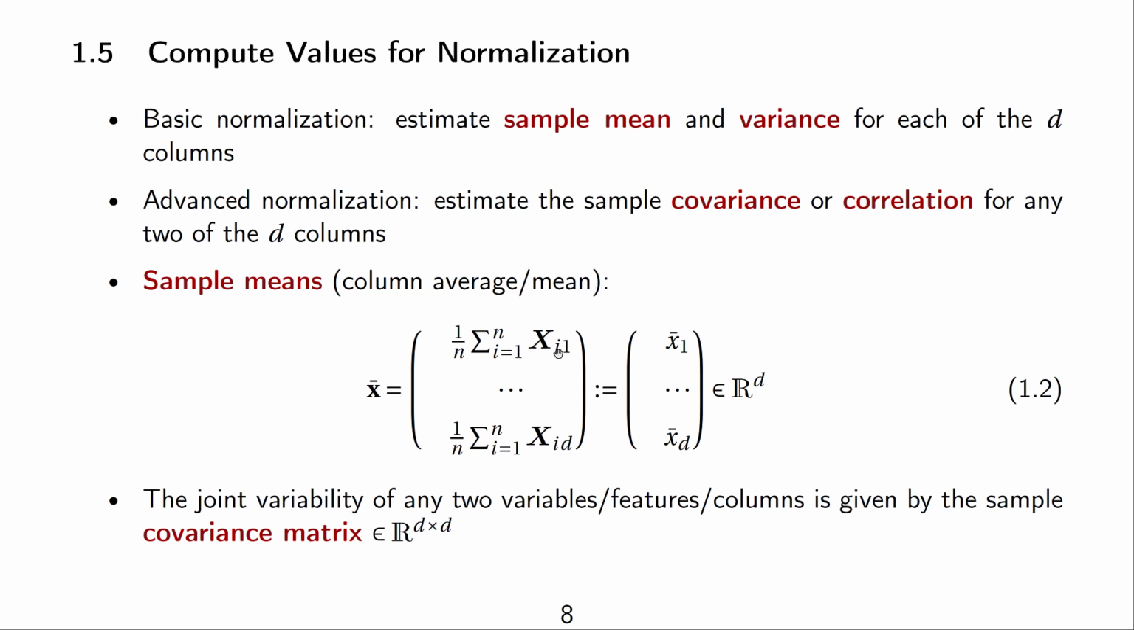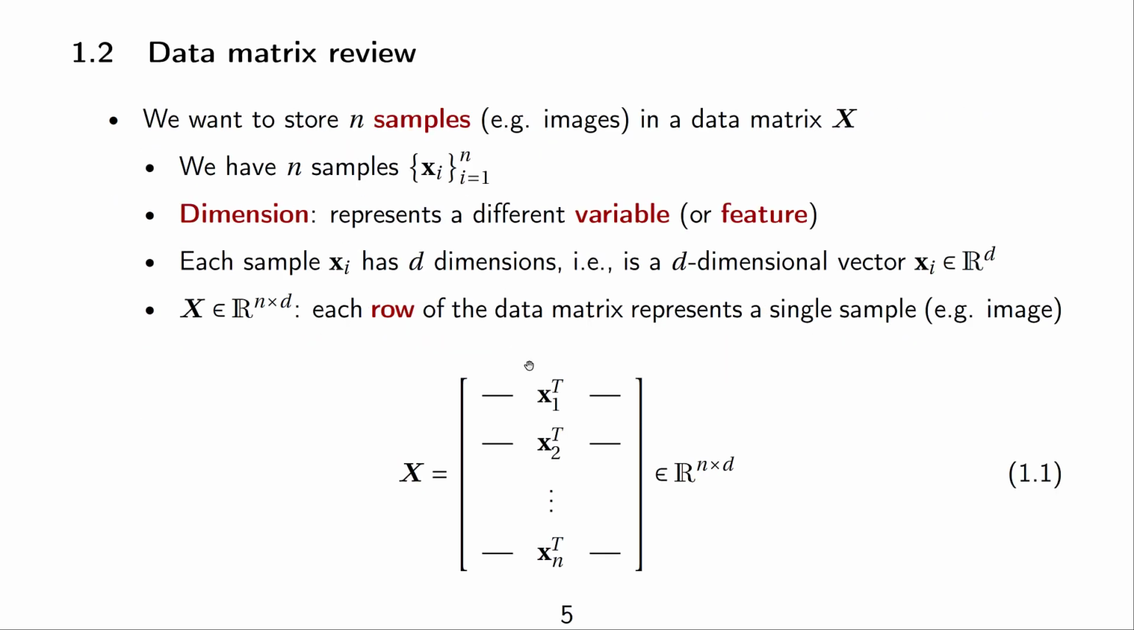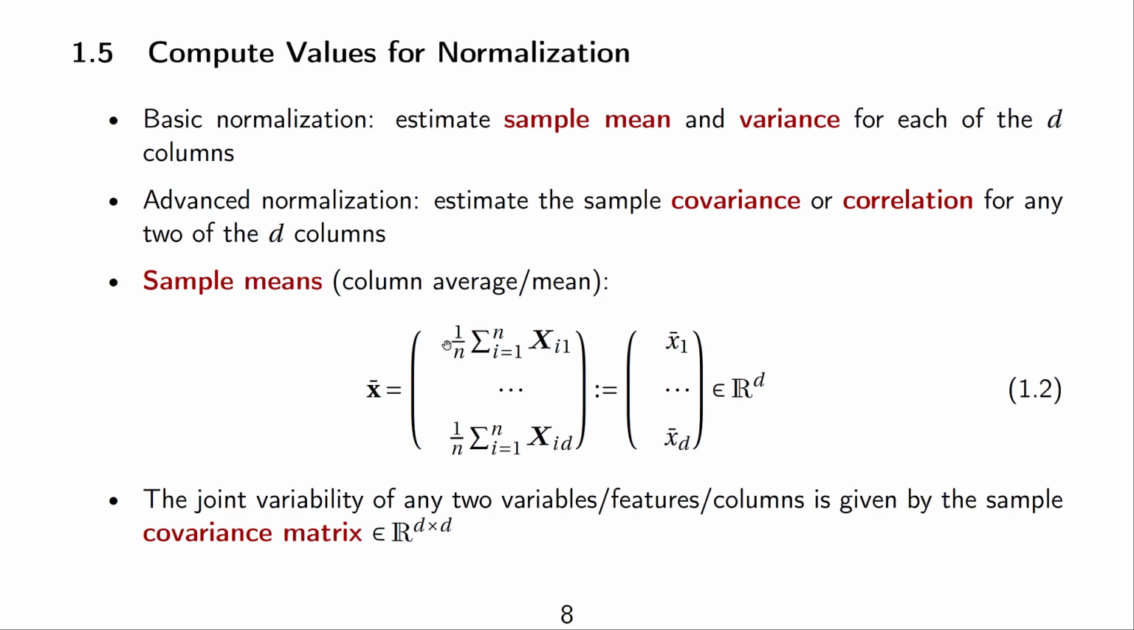So how are these values computed? Let's go back to the data matrix slide. We would compute the mean across the first column going down here. That's what this equation says. And that means we need to touch the complete training data set in order to compute this mean vector.